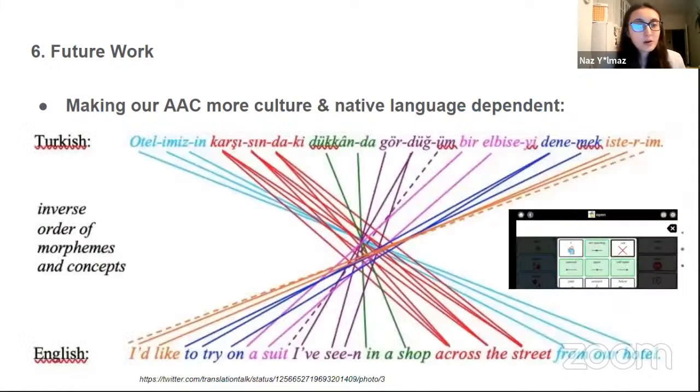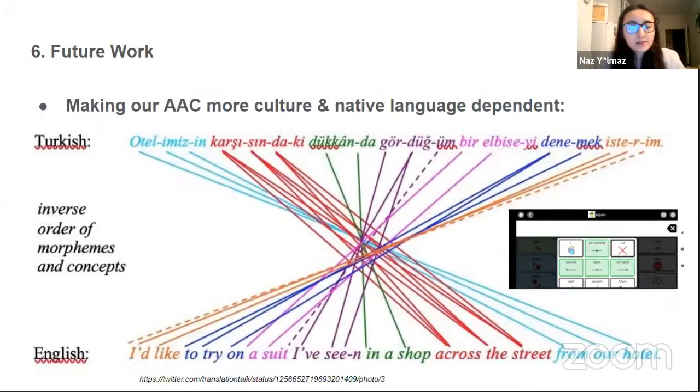And also, this is the most challenging part for us: morphemes, and making our AAC more culture and native language dependent. You're seeing "I'd like to try on a suit I've seen in a shop across the street from our hotel." This is the English version. But the order of morphemes and concepts is inverted in Turkish: Otelimizin karşısındaki dükkanda gördüğüm bir elbiseyi denemek isterim. These are totally different.